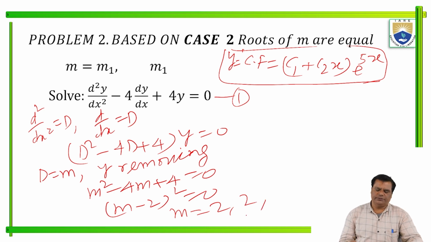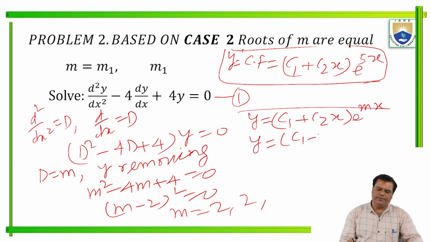Okay, equal roots. So we apply the formula y = (C1 + C2 x) e^(mx). So y = (C1 + C2 x) e^(2x). This is the solution.